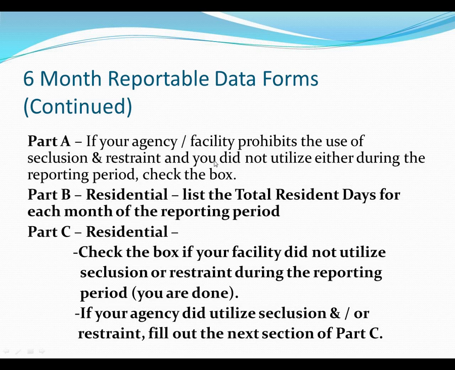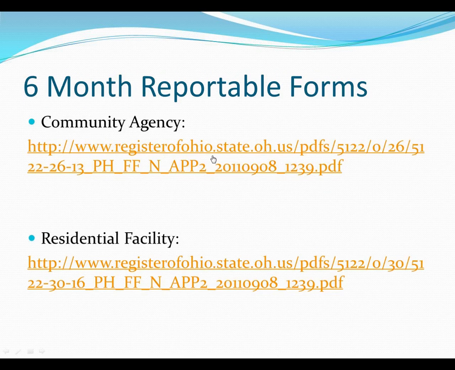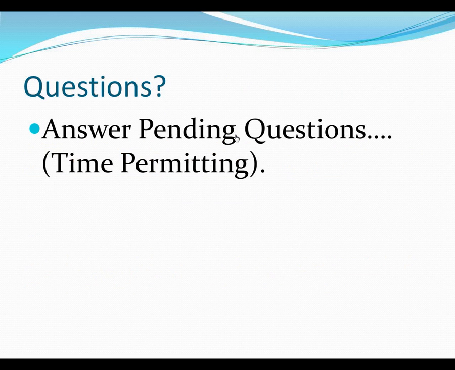Let me move through these slides fairly quickly, because they refer to what we just talked about. The 6-month reportable forms are part of the rule. If you go to the rule web page, as you scroll down, they're the last part of the rule, and you should be able to access them that way. And we have time available.